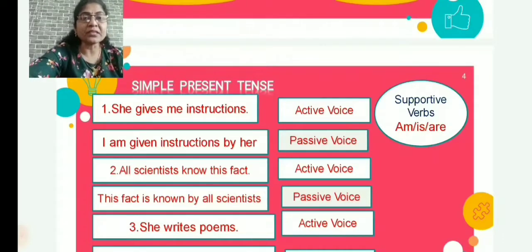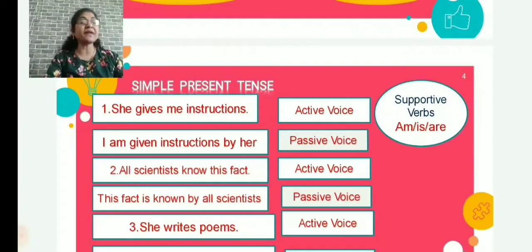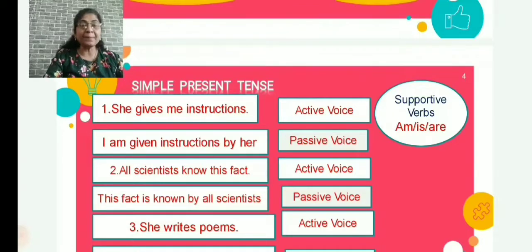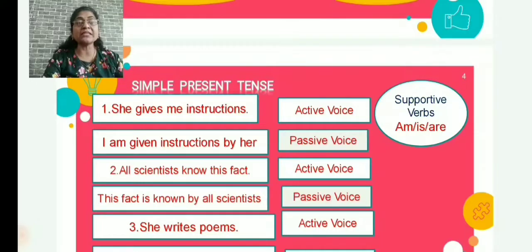Second sentence: "All scientists know this fact." Now all scientists is the subject, know is the action done by the doer, and this fact is the object. Here, in the same way, we have to swap the places of subject and object. That means this fact will come in the place of subject. Then again a supportive verb, because I told you that in simple present tense we don't have a supportive verb, and that's why we have to take a supportive verb, either am, is, or are, as per the subject. Now for this fact we will take is, because it is singular. Now, "This fact is known by all scientists."